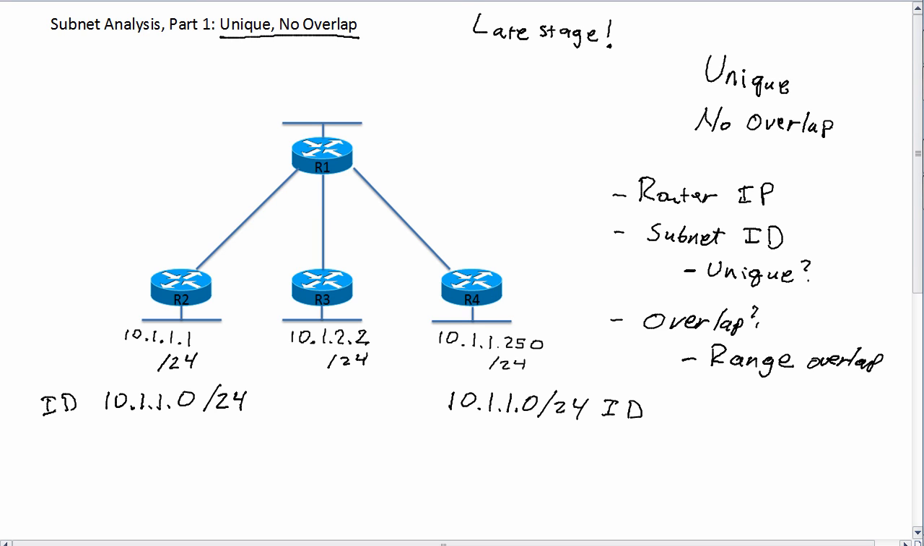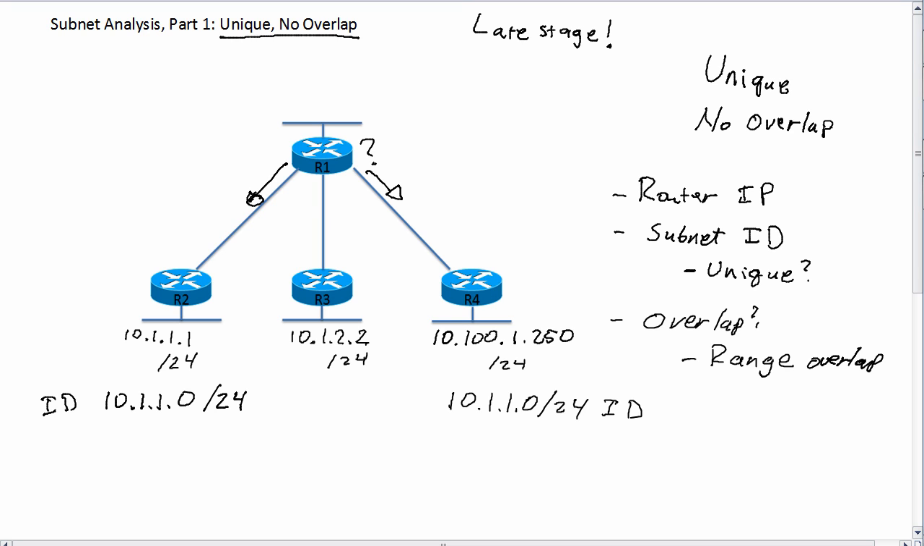In particular, the reason it's not going to work is poor router R1 up there. When his routing protocol learns these routes, he'll know about two different instances of subnet 10.1.1.0 and be confused. So that's the first problem. We'll fix this problem by simply reassigning R4's IP address to something far, far away like 10.100.1.250 with that same /24.